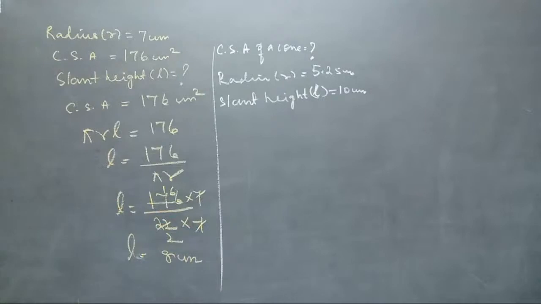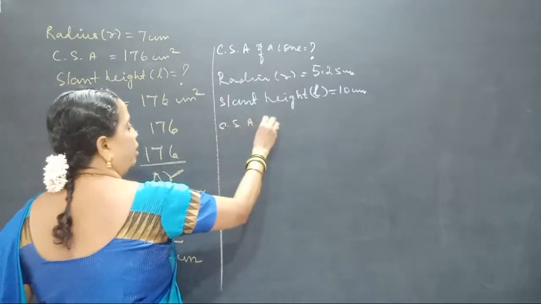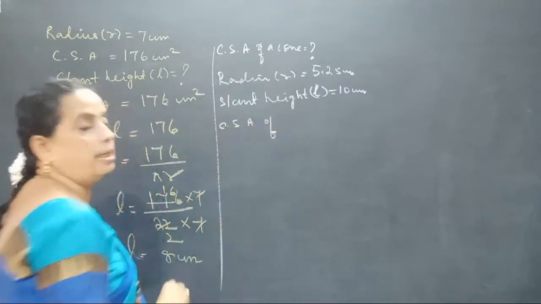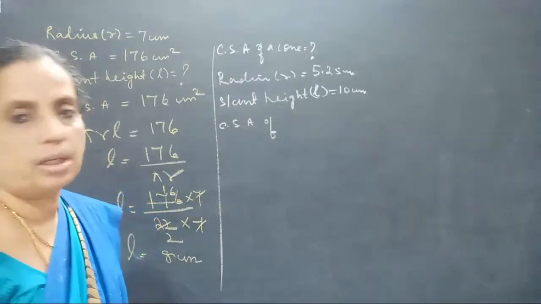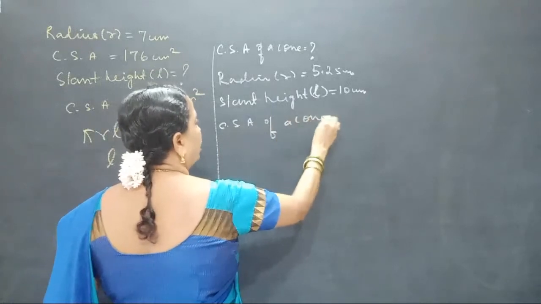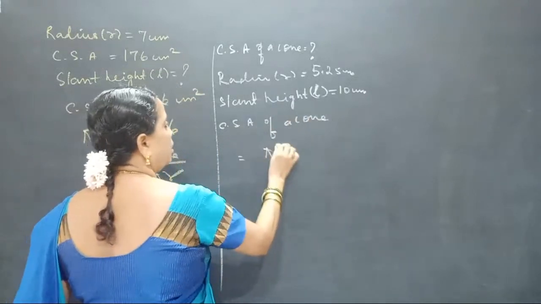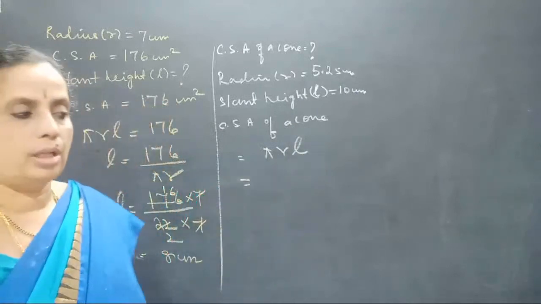I think you are able to answer this question. Come on, calculate. Curved surface area equals pi r L. Don't only write CSA; CSA of which solid you have to mention. Curved surface area of a cone equals pi r L. Substitute and find out the answer.